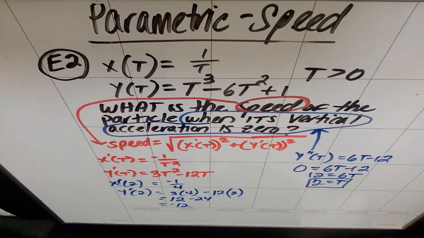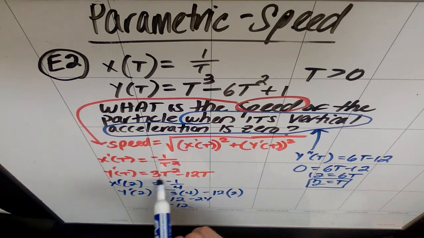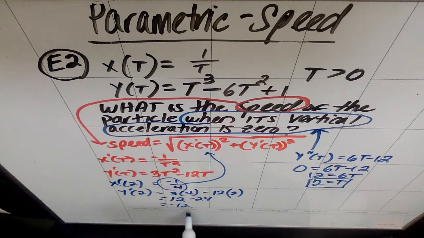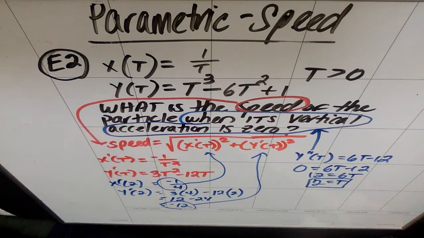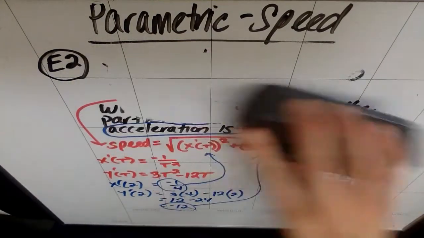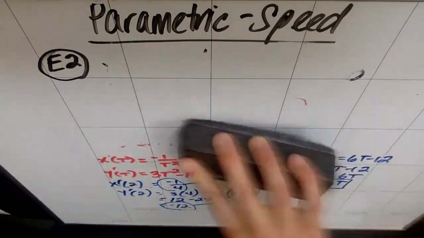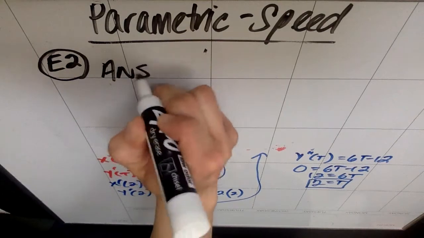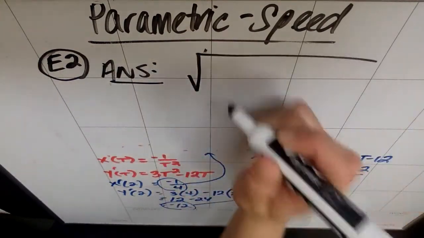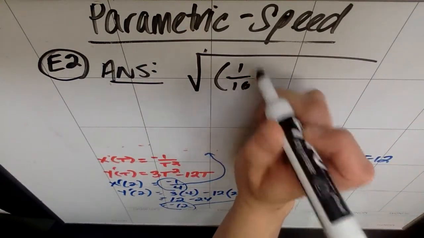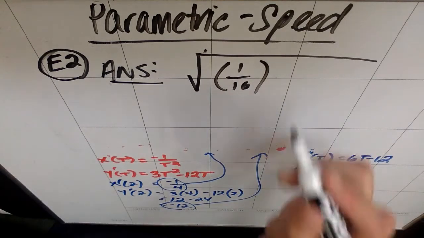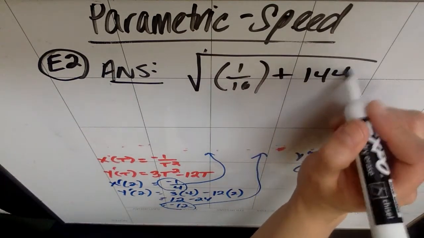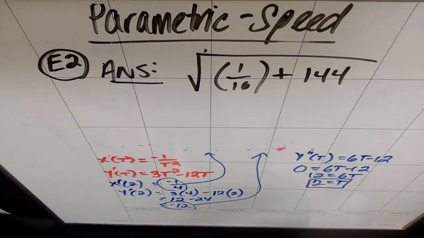Now what I need to do is plug these numbers in, this guy in here and this guy in here. I'm going to erase and give myself a little bit of space. What's going to happen is my answer should be that the speed when t equals 2 is the square root of 1/16, because that's what I get if I square the negative 1/4, plus 144, which is what I get if I square the 12.